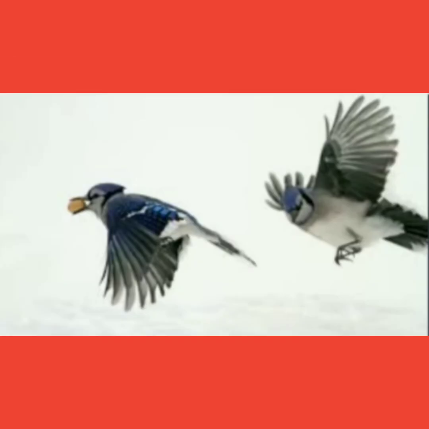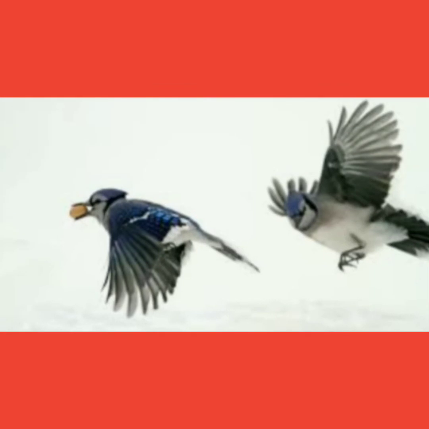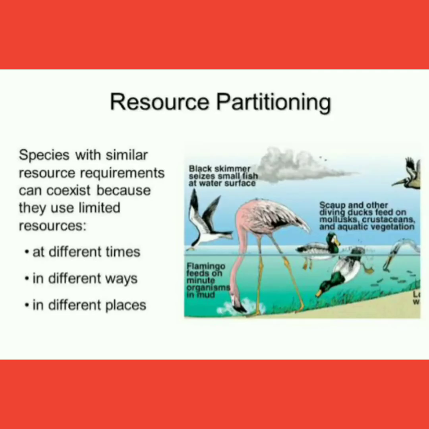Resource partitioning is the division of limited resources by species to help avoid competition in an ecological niche. When species are dependent on the same resource, they may compete fiercely for it. So, in order to avoid this competition, the two species may partition the resource based on behavioral or morphological factors.